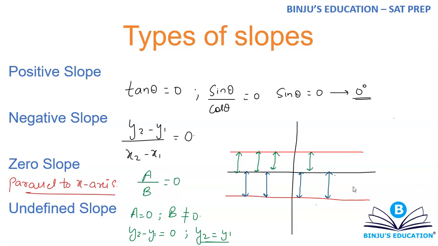Let me give you like a couple of examples. For example, y is equal to 3. So this line would be somewhere like y is equal to 3, slope is 0. Y is equal to minus 10, this is somewhere like y is equal to minus 10, slope is again 0. Alright. And the last one is the undefined. So let's see what that is.